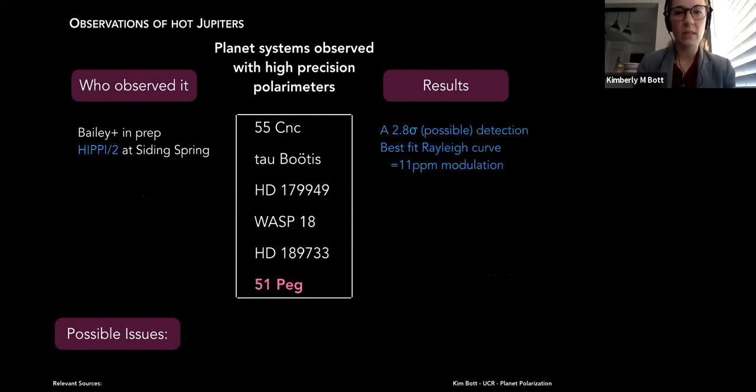So I saved the best for last. If you were getting depressed about non-detections, we have a possible detection, just a 2.8 sigma possible detection for 51 Peg, finally. Possibly. We're hoping that in follow-up observations we can really pin this down. So we have a 2.8 sigma possible detection for 51 Peg in our upcoming paper, with a best fit to the modulation of 11 parts per million for this type of planet.